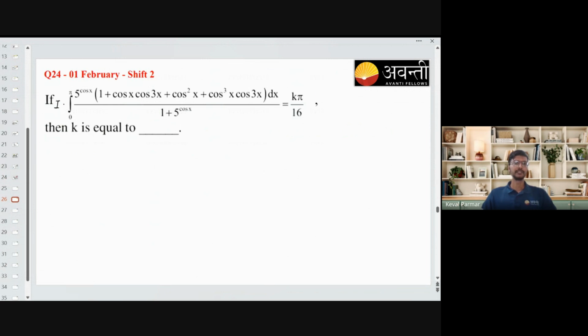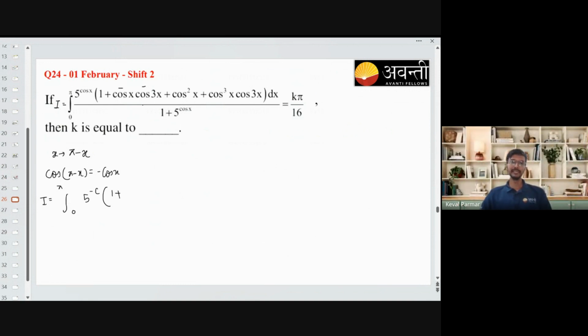If this is equal to I, then I can replace x by pi minus x. Please remember, cos of pi minus x is minus cos x. So I think I'll get the integral as integration 0 to pi, raised to the power minus cos x, into 1 plus. Here it will be minus cos x, here it will be minus cos x.